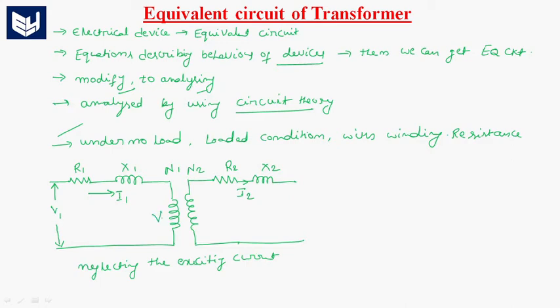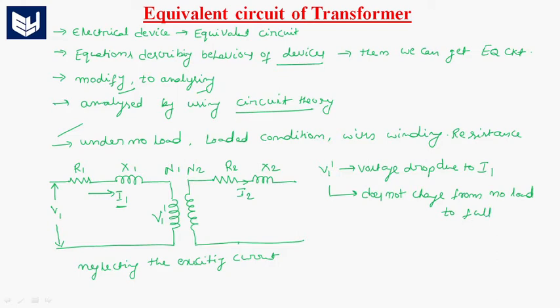Let us say V1 dash is the voltage drop in these windings due to the current I1 flowing through the circuit. In general, V1 dash does not change from no load to full load. Even if it changes, it changes by a very small value.